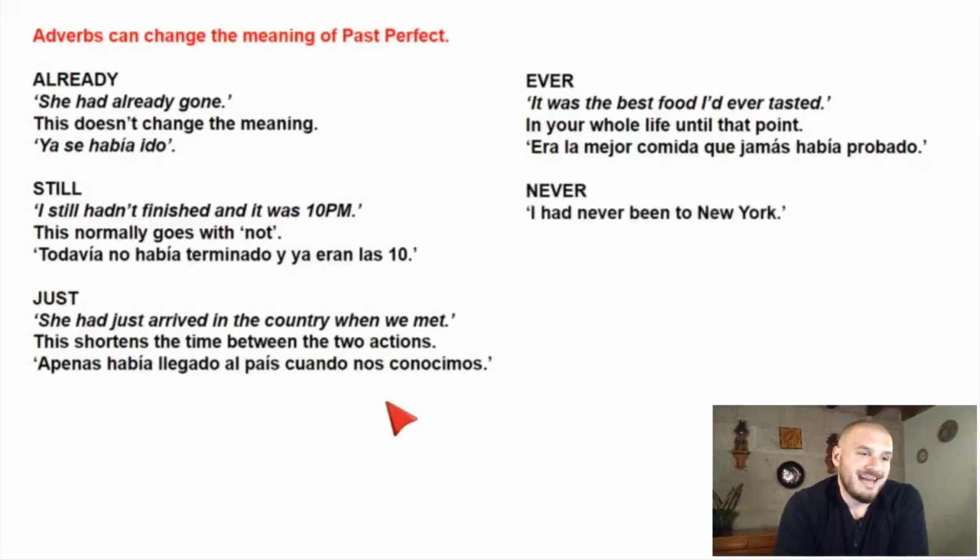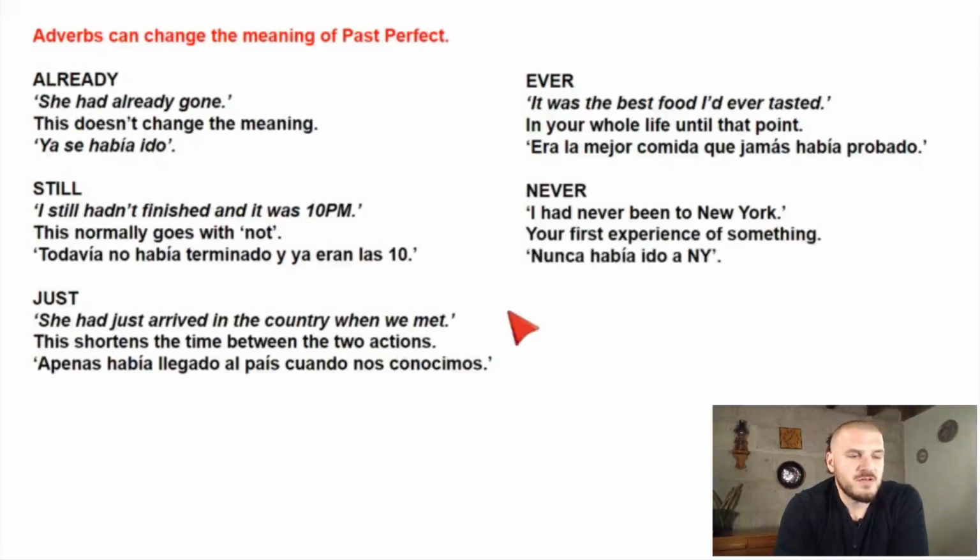Never, I had never been. Your first experience of something. So we're talking about your first experience now. Nunca había ido, right? I had never been. So all of these are small alterations, okay? When we say adverbs can change the meaning of past perfect, only a little. Depends on the context, but not very much.